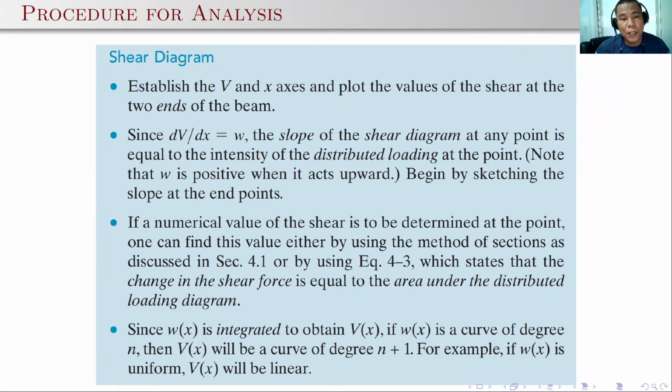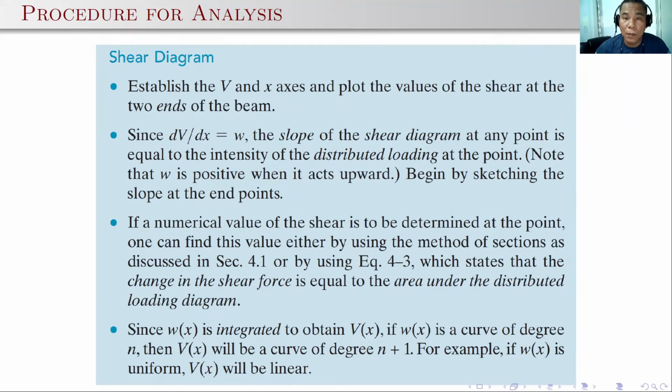Since the change in shear is equal to W, the slope of the shear diagram at any point is equal to the intensity of the distributed loading at that point. Note that W is positive when it acts upward. Begin by sketching the slope at the endpoints. If a numerical value of the shear is to be determined at a point, one can find this value either by using the method of sections or by using the equation which states that the change in shear force, this is the equation that we talked about earlier, is equal to the area under the distributed loading diagram.